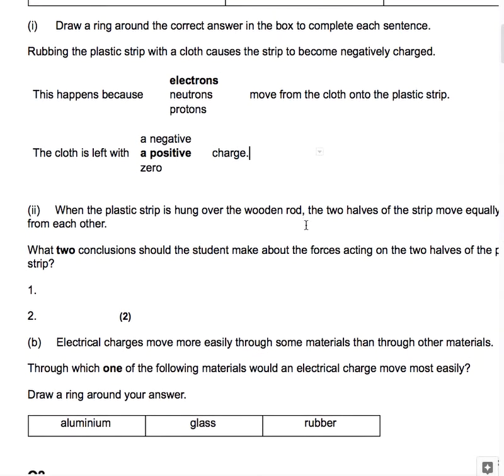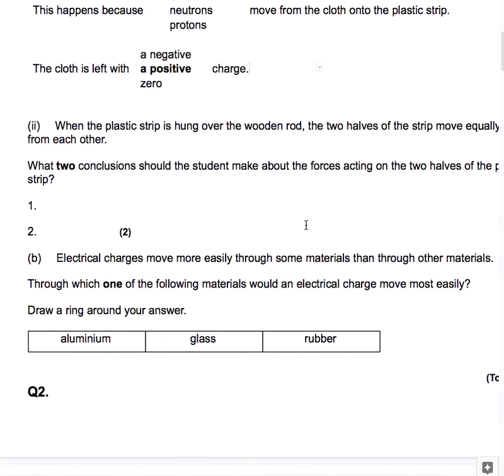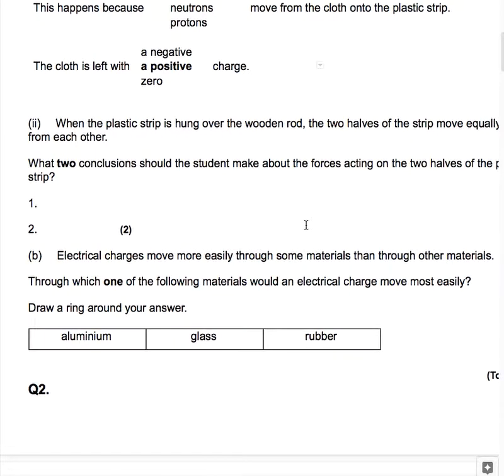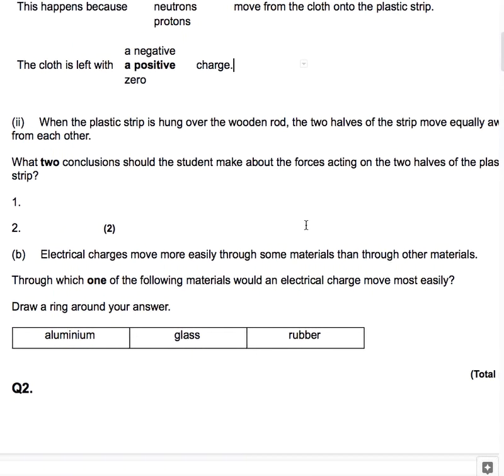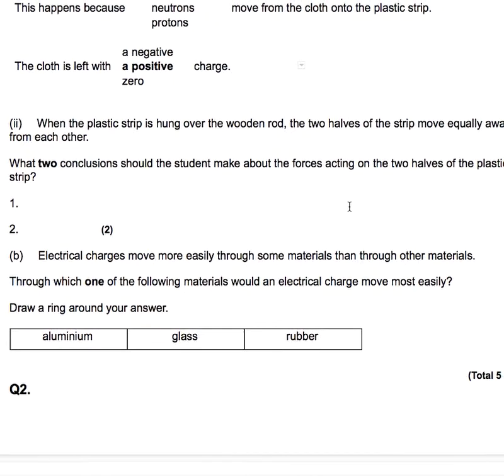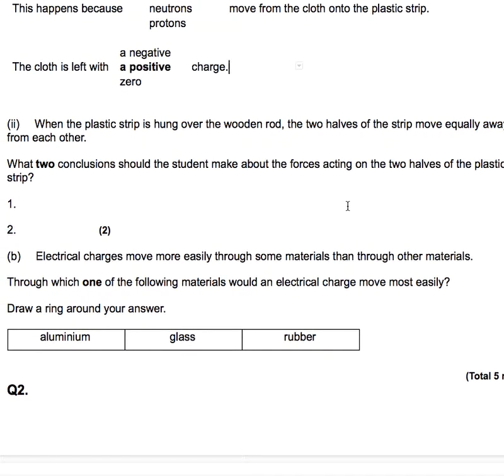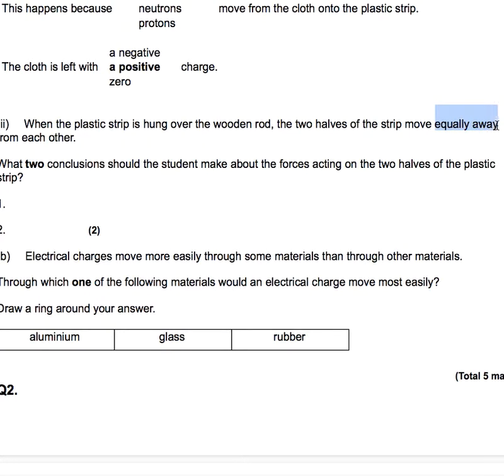when the plastic strip is hung over the wooden rod, the two halves of the strip move equally away from each other. What two conclusions should the student make about the forces acting on the two halves of the plastic strip? Two conclusions. Read the question carefully, and the key words here are that they move equally away from each other.